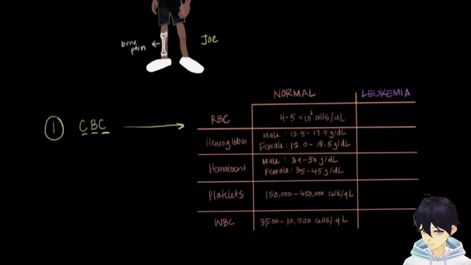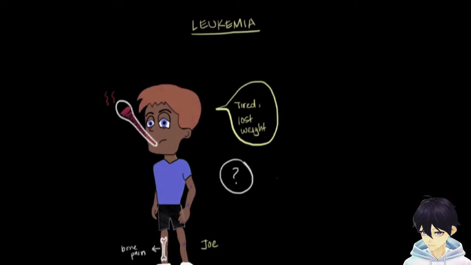So this is the typical information that you get from a CBC. It tells you the number of red blood cells that you have. It gives you your hemoglobin and your hematocrit values, which are indirect ways of measuring how many red blood cells you have. It'll give you a platelet count and it'll give you a white blood cell count. And these are the normal values just for reference. So hint, hint, Joe has leukemia, but we don't know that yet because we're still working him up.